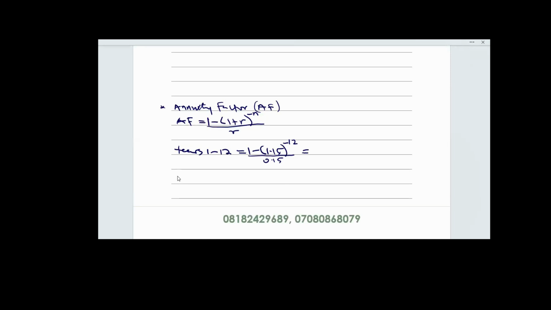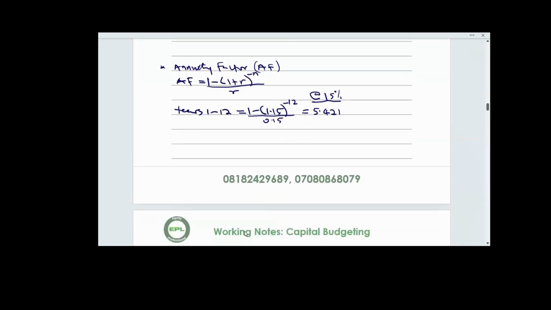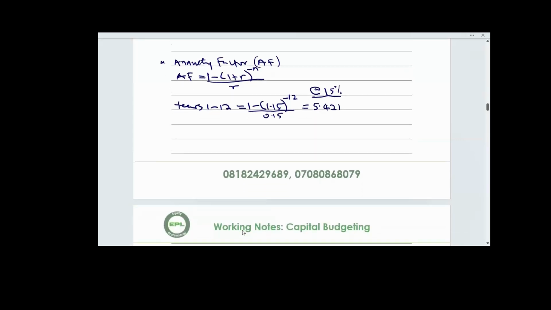Bring out your calculator. You say 1.15 raised to power minus 12. 5.4206. 5.421. This is at 15%. Because we are still going to calculate the internal rate of return, we use the other side for whatever percentage you want to assume.